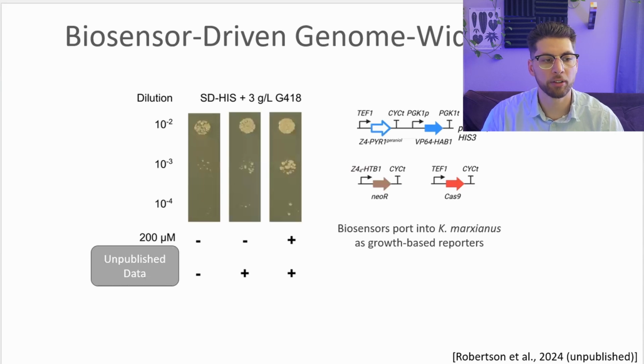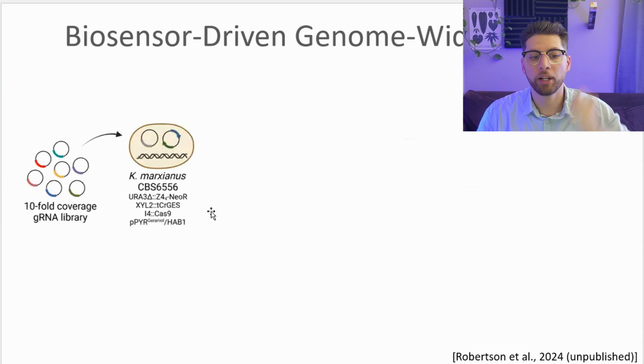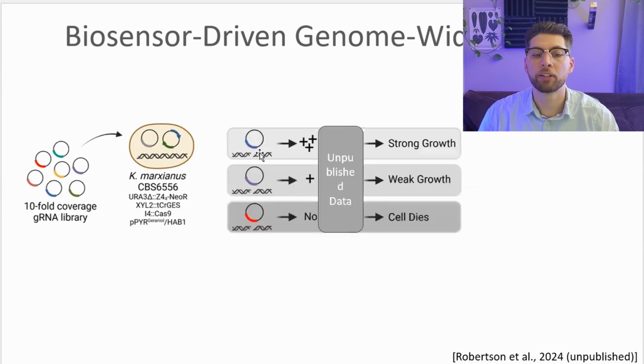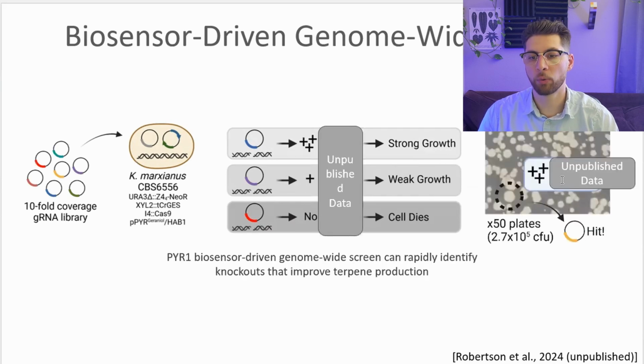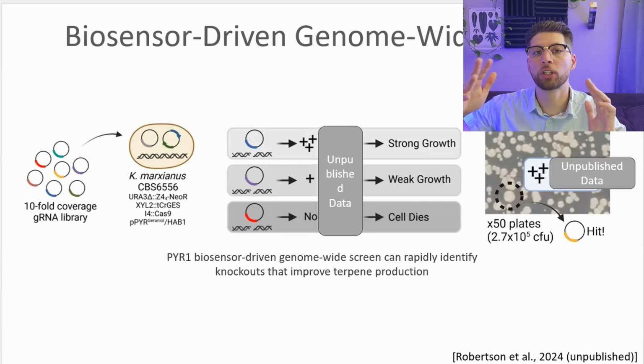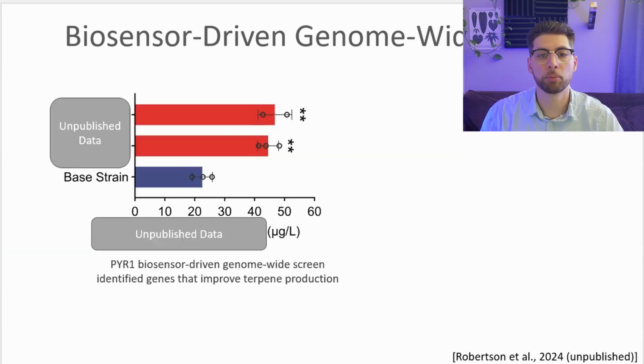Okay, so let's put it all together. So we have this guide RNA library that we put into our K. marxianus strain that has all of the machinery that we need, including the biosensor. And then we expect that there are going to be some knockouts that produce more of our terpene, and so we get stronger growth. And then we plate on G418 plates, and so bigger colonies should produce more of our chemical. And so then we need to pick these larger colonies, sequence and find out which guide RNA was present in that cell, and then test whether or not they're actually producing more geraniol.